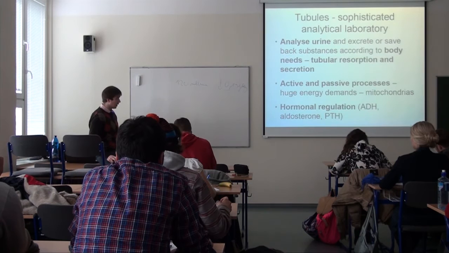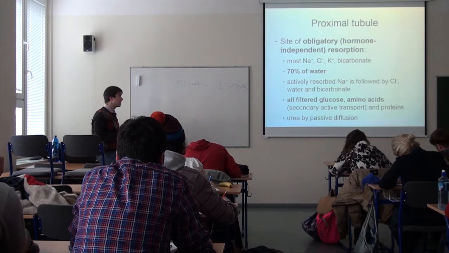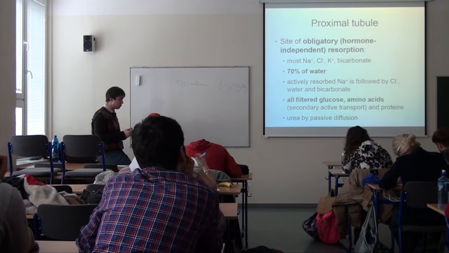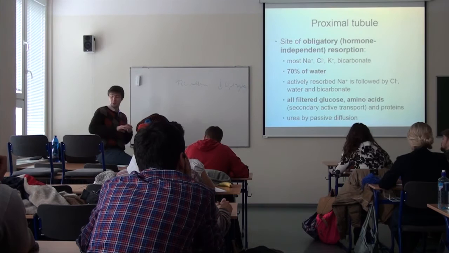Proximal tubule. The proximal tubule is the site of obligatory resorption. It means hormone independent resorption. You know, every day we produce 160 liters of urine. How many liters of water we have in body? Water in body.